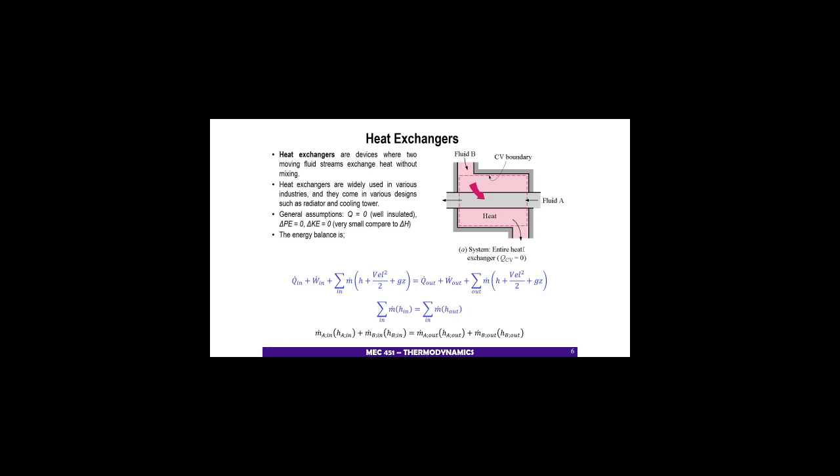So your total energy balance will be, you take out your Q and your work. So we have mass A in, mass B in, we have two fluids, two inlets, and also the outlet A and B.